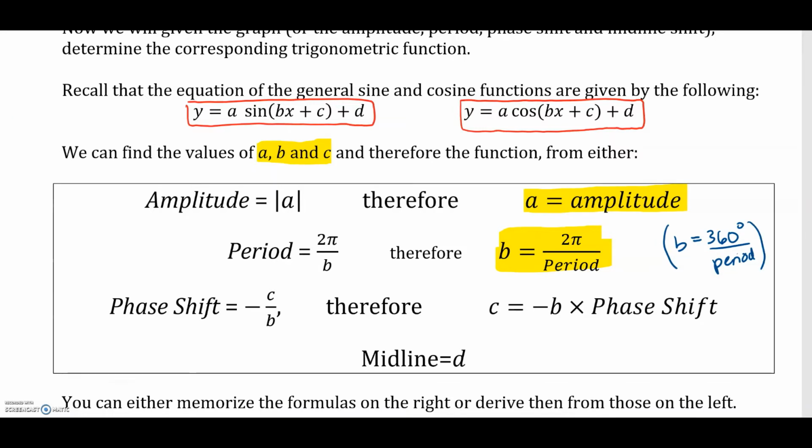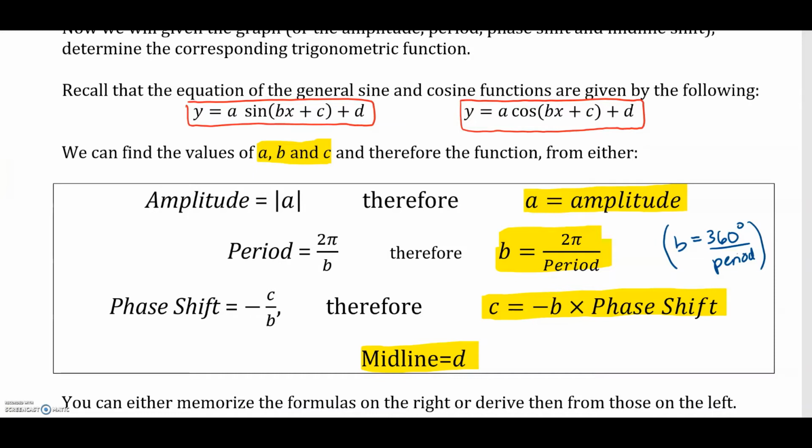In previous videos, we looked at how we calculate the phase shift. Phase shift is equal to negative c divided by b. Therefore, if we already have calculated a and b, we can find the value of c by multiplying the phase shift by negative b. And all of these equations for a, b, and c are found by rearranging our equations for the amplitude, period, and phase shift respectively. And lastly, if we're told that there's a midline other than the x-axis, then the midline is equal to our d value in the general equation.